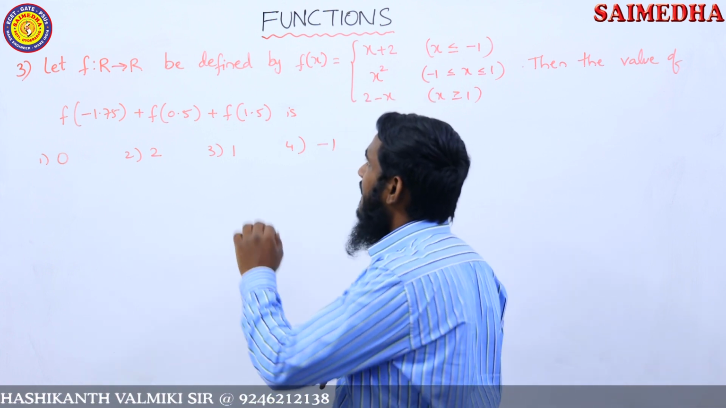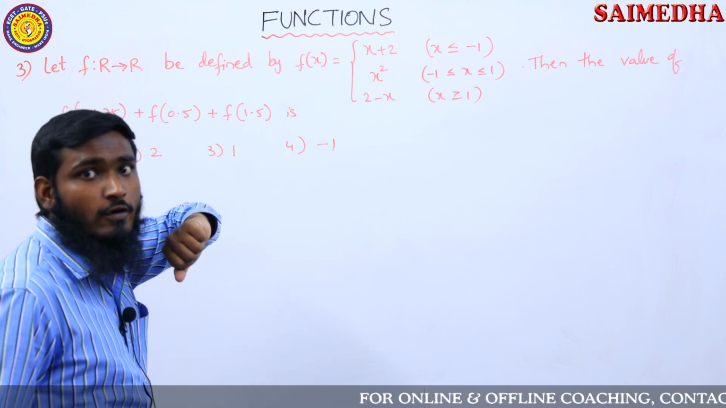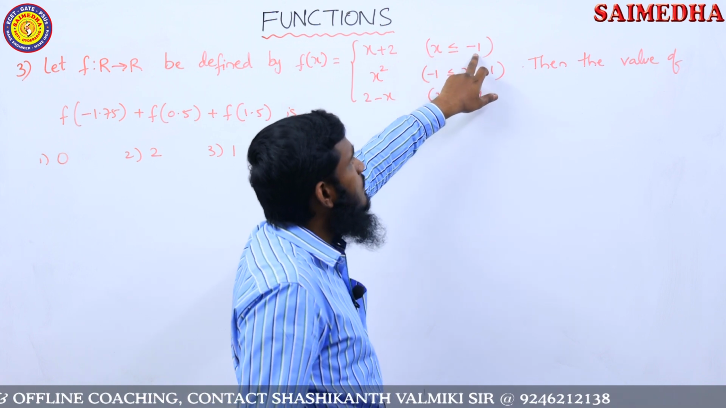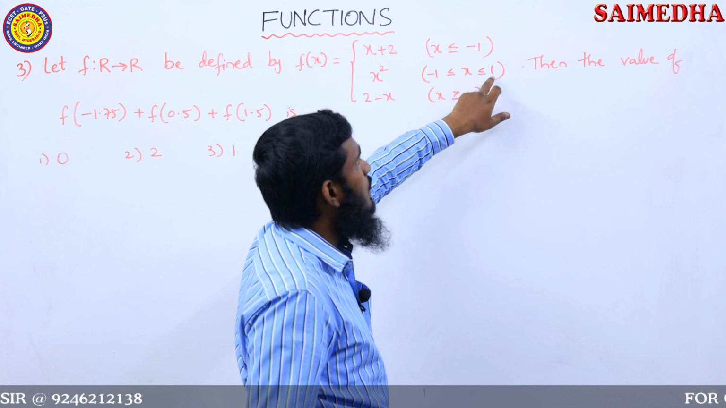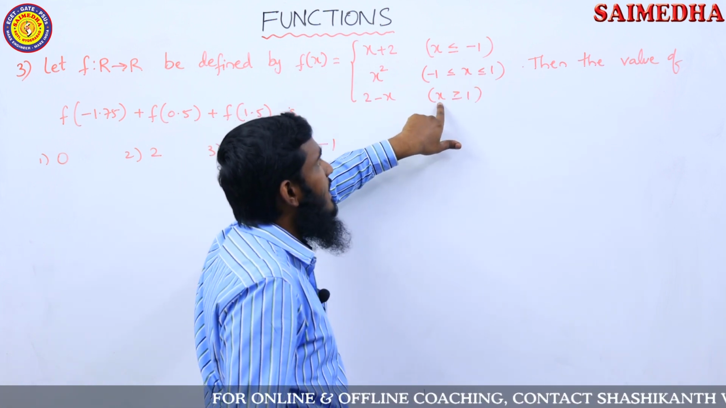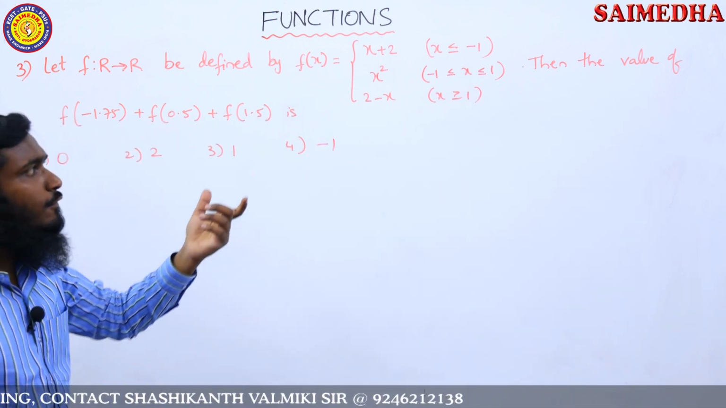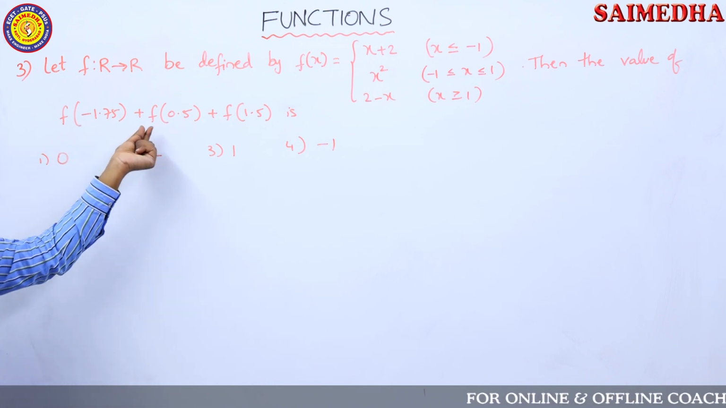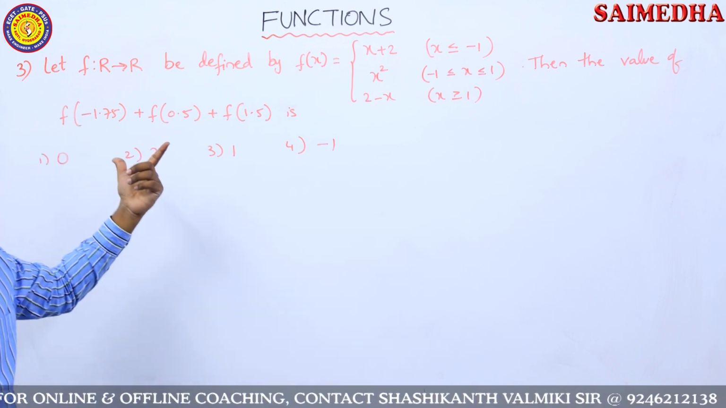It is: let f map R to R be defined by f of x equal to x plus 2 when x is less than or equal to minus 1, x square if minus 1 is less than or equal to x less than or equal to 1, and f of x equal to 2 minus x when x is greater than or equal to 1. Then we have to find the value of f of minus 1.75 plus f of 0.5 plus f of 1.5. Okay, we have to find these values.